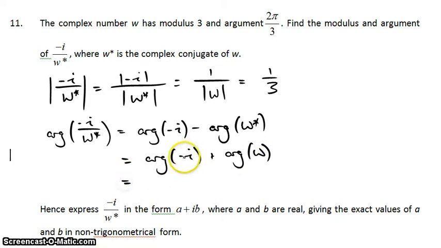So that's just going to be: the argument of minus i is minus pi upon 2. The argument of w is 2 pi upon 3. And that gives me my final answer, which is pi upon 6.